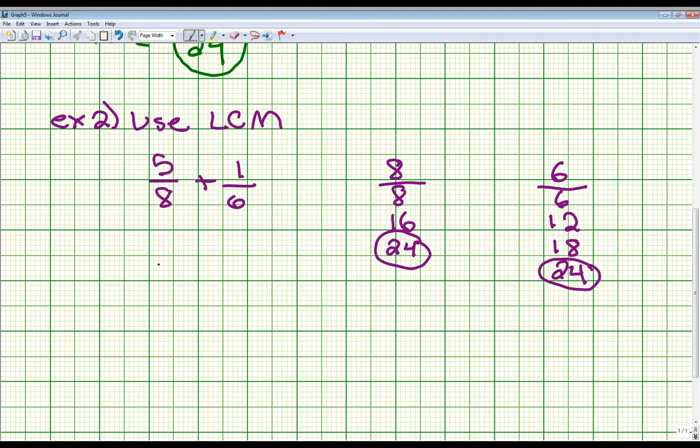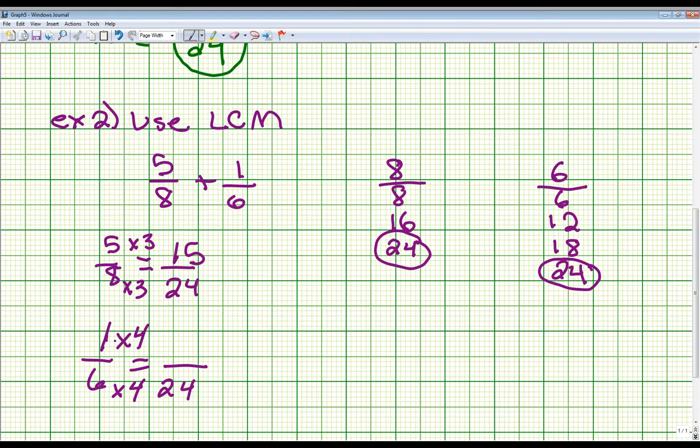So if I change 5/8 to something out of 24, I know I multiplied 8 times 3 to get to 24. So 5 times 3 would give me 15. I now need to take 1/6 and make it out of 24. 6 times what is 24? Well, I multiplied by 4. So I have to do the same thing to the top. 1 times 4 is 4. So now I can take 15 24ths and 4 24ths and add those two together.